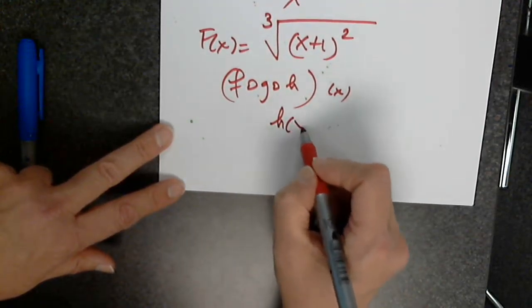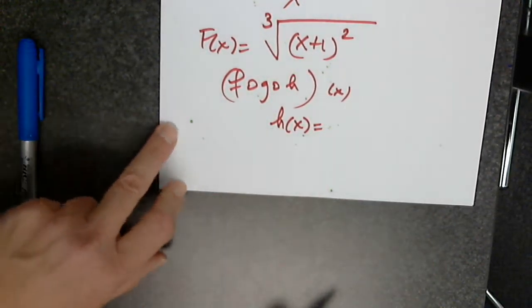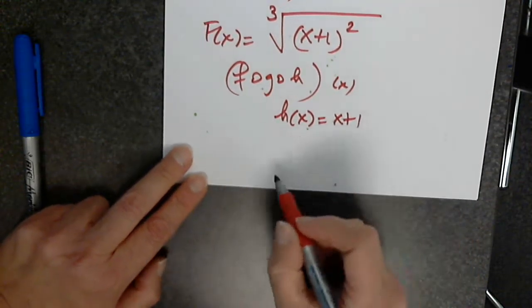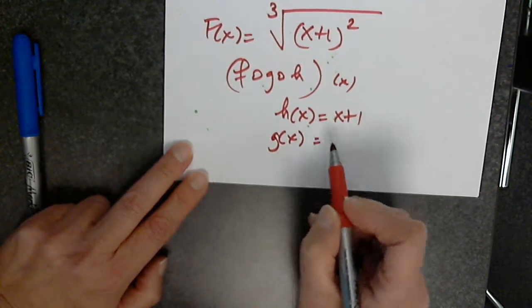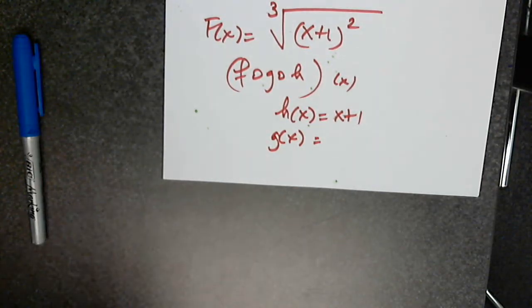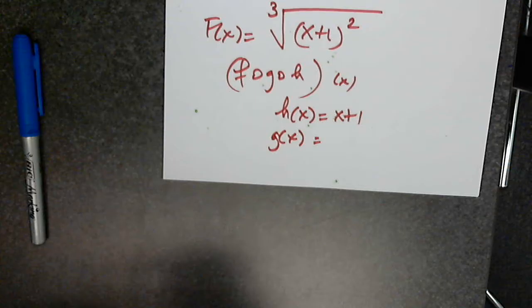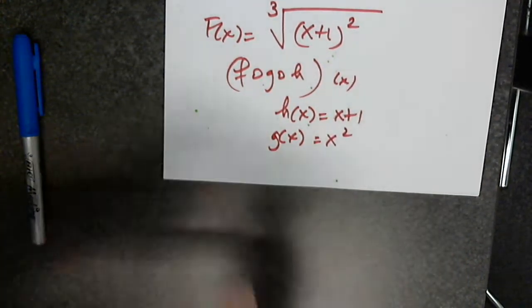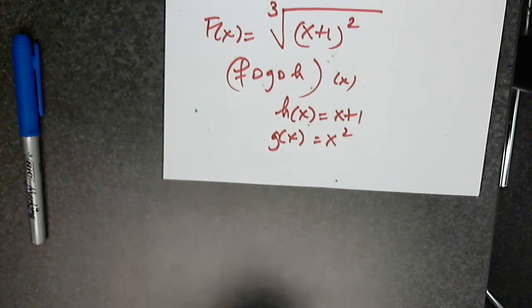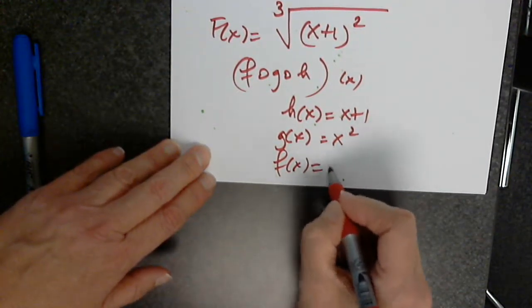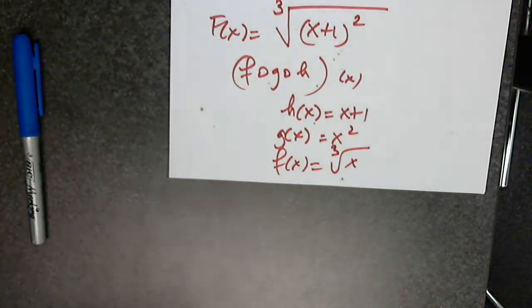Can anyone give us the innermost function that you will evaluate first, for sure? I agree. What will be the next function once you are done with x plus 1? You have one number. What will you do to that number? X squared, indeed. When you're done with that, you're done with all this. Yes. So f of x will be the cube root of x. Very good.